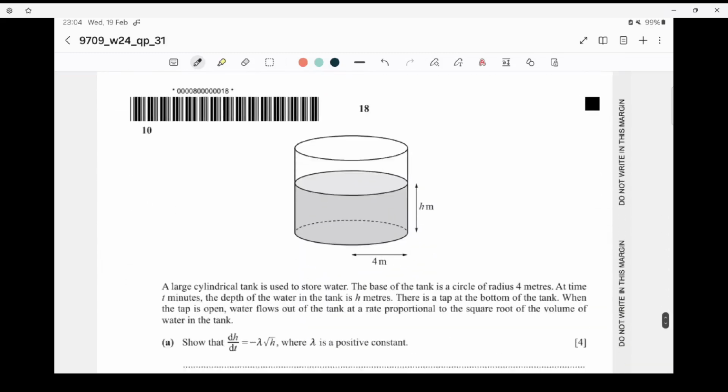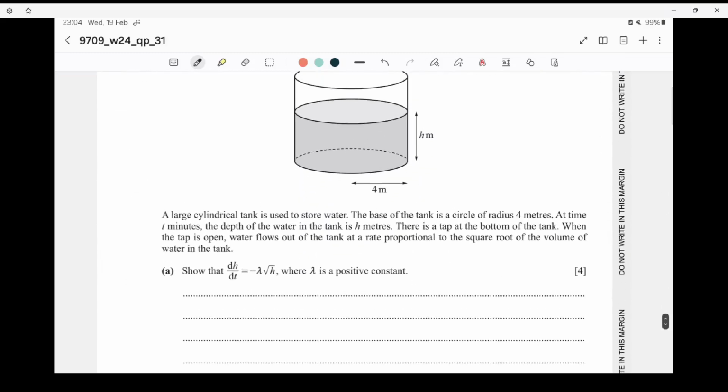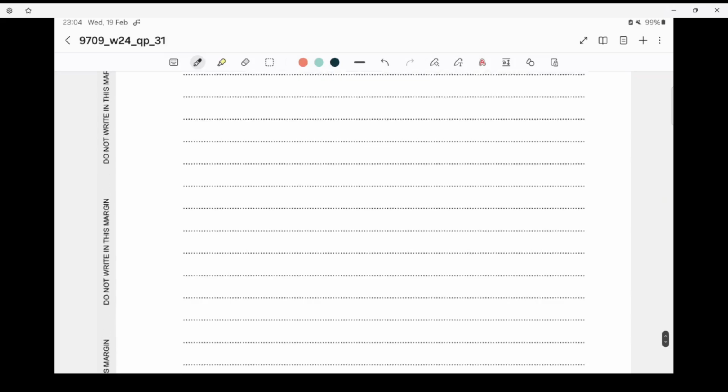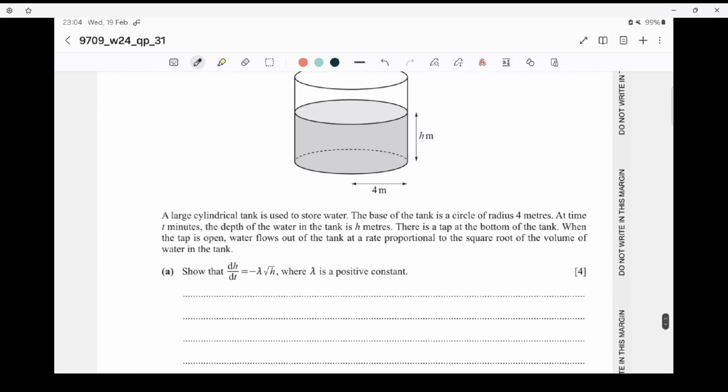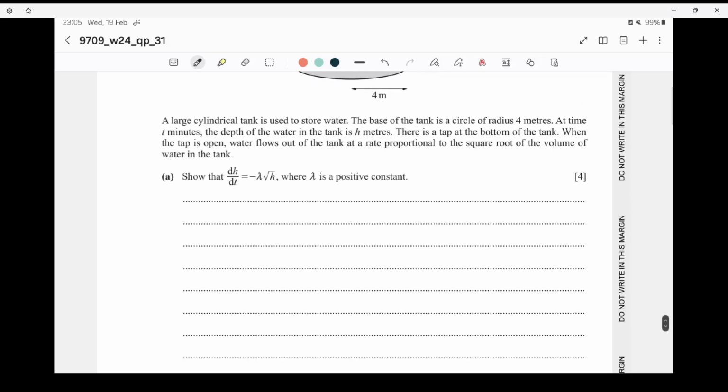Alright, question 10, I believe this is the last question. You have a cylindrical tank. The base is a circle with radius 4 meters. The depth is h. There's a tap at the bottom. Water flows out proportional to the square root of the volume. So the first thing you need to find is the volume. The volume of a cylinder is basically pi r squared h.